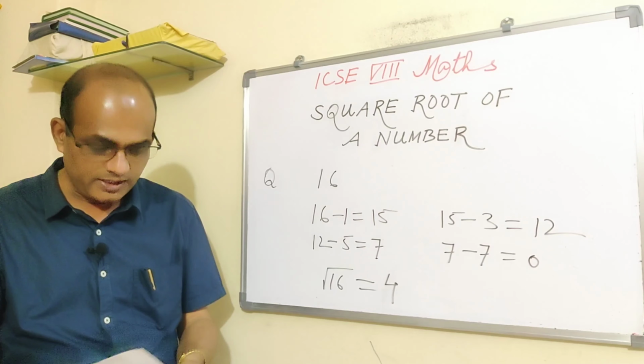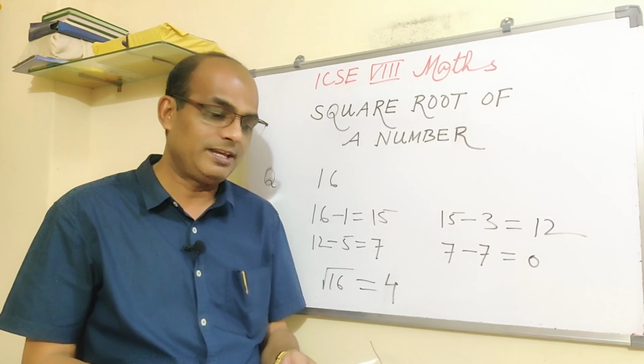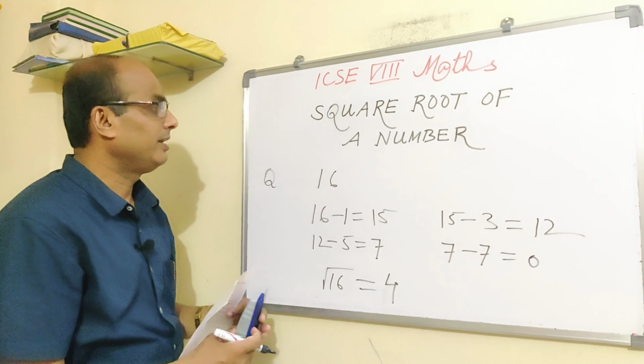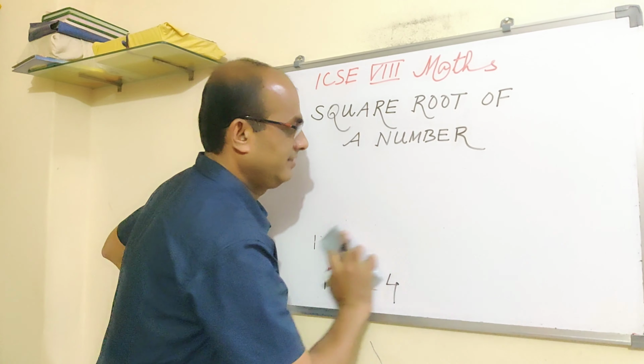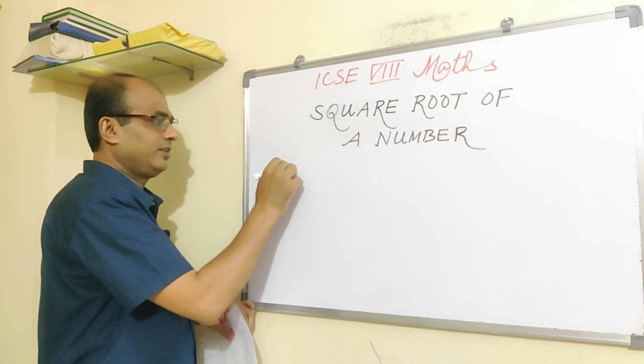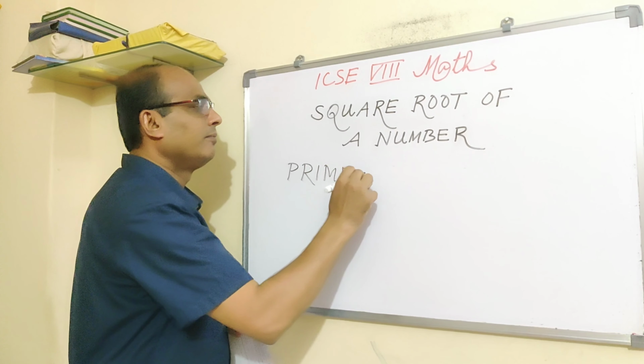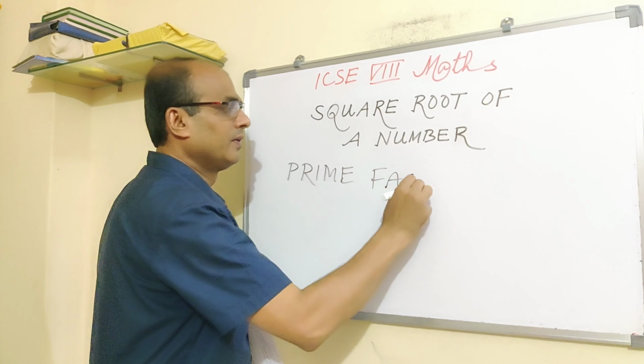Is that fine? Okay. Now the next method, the second method, is finding the square root by the prime factorization method. By the prime factorization method.